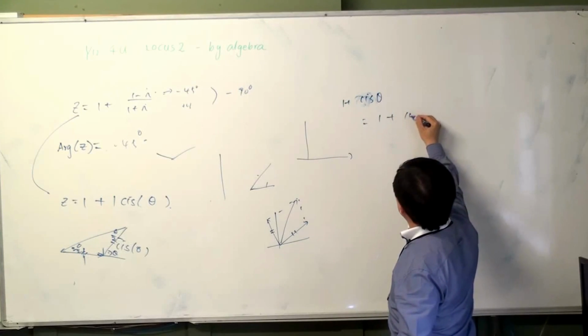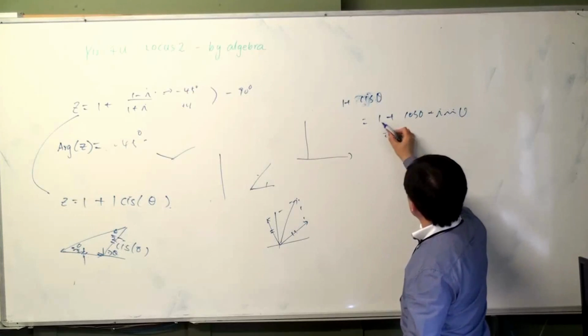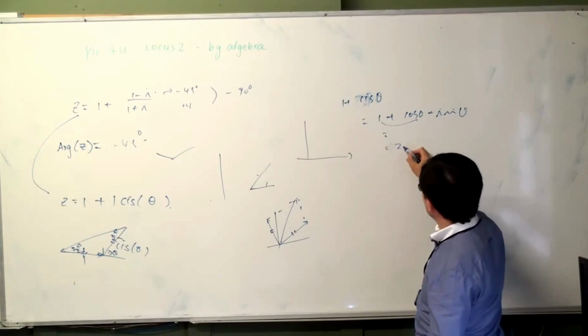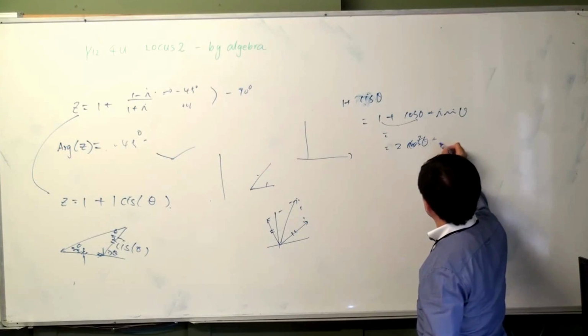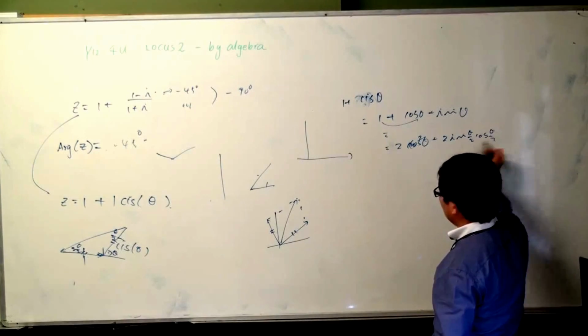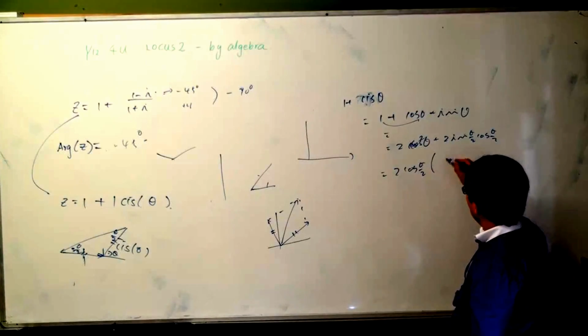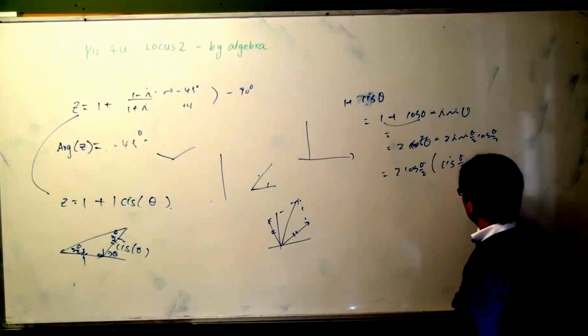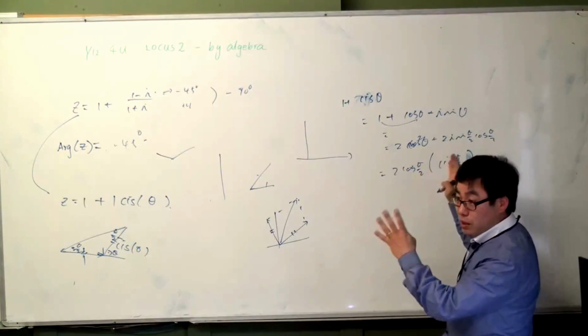1 plus cos theta plus i sine theta. And then use the half angle formula for that. That will be 2 cosine square half theta plus 2i sine half theta cosine half theta. And 2 cosine half theta is common. And then it becomes cis half theta. That's why I told you that this is one of the very typical basic.